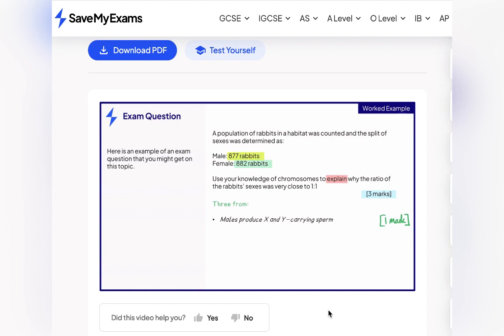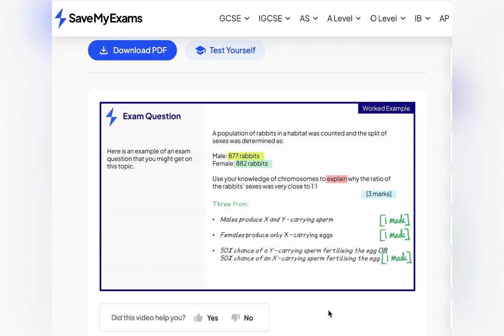Firstly, we can see that males produce an X and Y carrying sperm for 1 mark. Females produce only X-carrying eggs for a 2nd mark. This means that there's a 50% chance of a Y-carrying sperm fertilising the egg, or you can say a 50% chance of an X-carrying sperm fertilising the egg. These points would give you 1 mark. Finally, we can explain that the population will therefore be at a 1-to-1 ratio. It's important to read the question carefully and make sure you pick up on the clues provided.